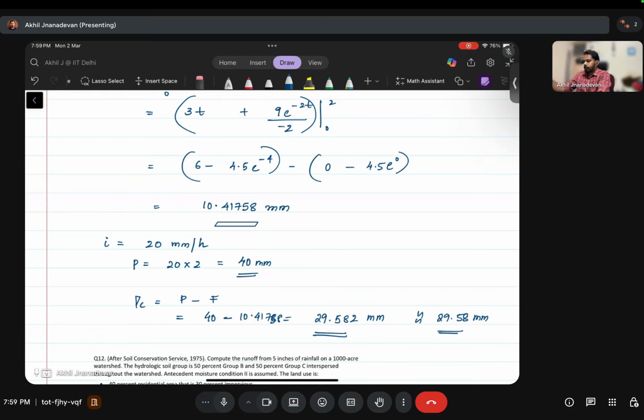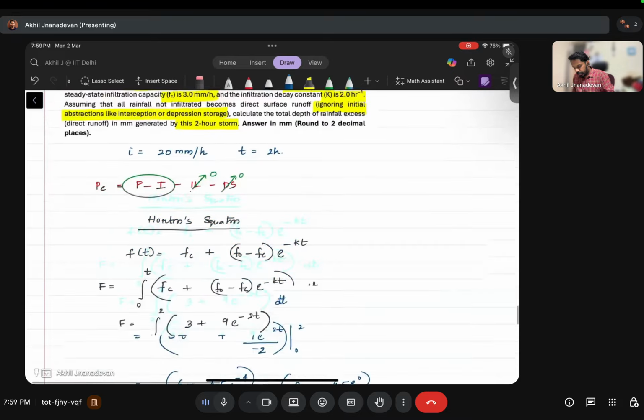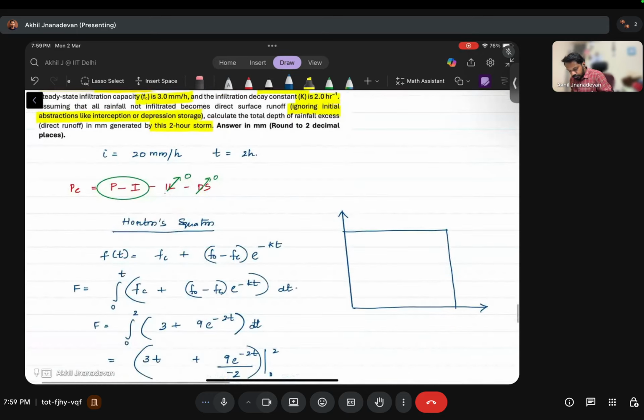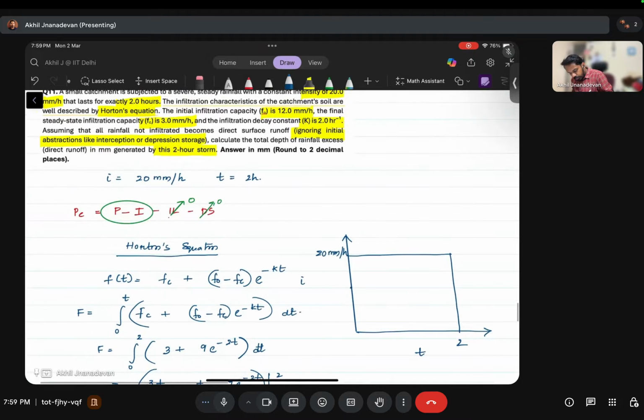Basically what we did here is, we have the infiltration equation. We have a constant rainfall happening at 20 mm per hour, right? So this is intensity 20 mm per hour, and this is time for 2 hours, and we have the infiltration rate starting at 12 mm per hour, and it decreases exponentially and reaches a constant value of 3 mm per hour.